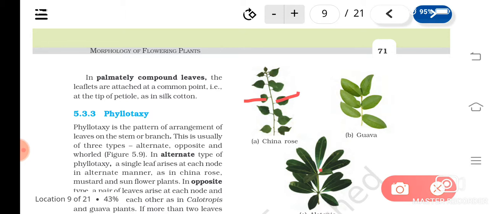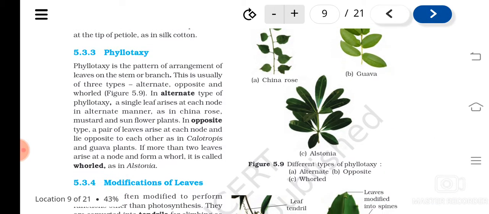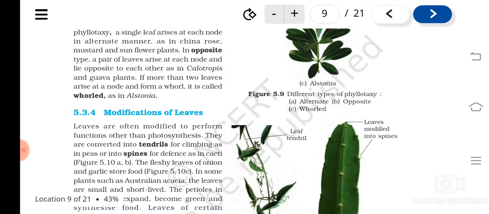Whorled means from a single node many leaves will be formed. This is known as whorled phyllotaxy. Phyllotaxy means the arrangement of leaves on the branch.